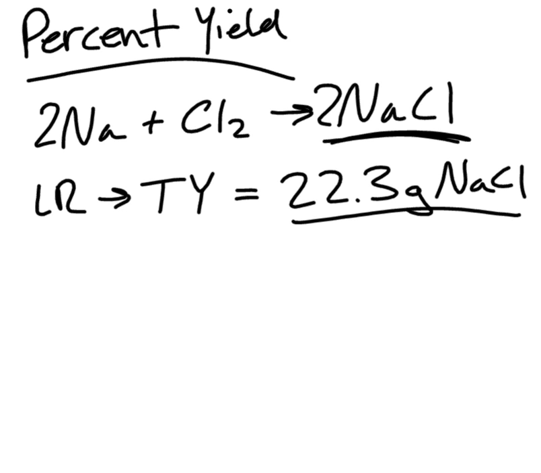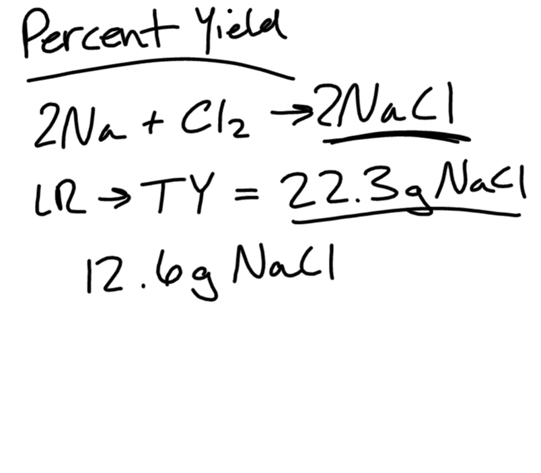But let's say I did the experiment and I used the amount of sodium that I said I was going to use, and I had excess chlorine gas, and I made sodium chloride, but I only made, let's say, 12.6 grams of sodium chloride. Okay? So the 22.3 grams of sodium chloride was how much it's possible to make, but what I actually made was 12.6 grams.